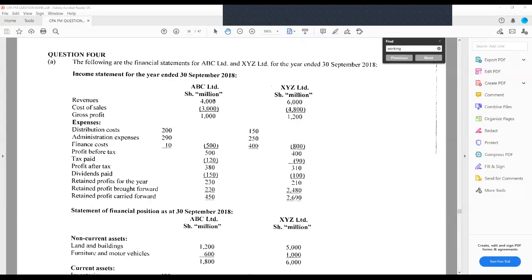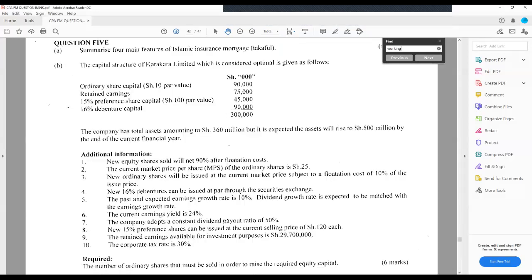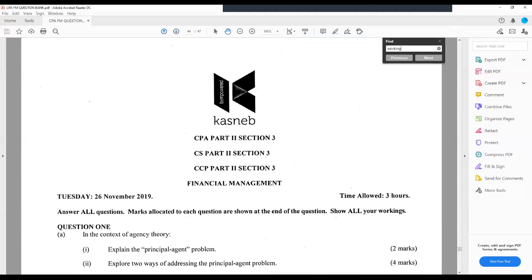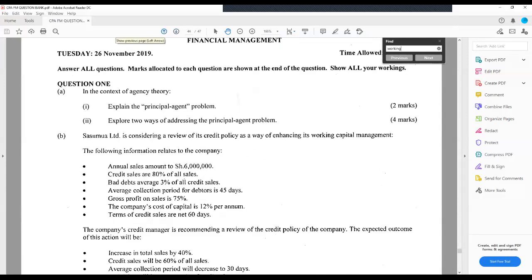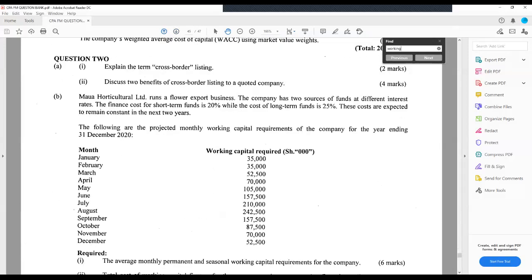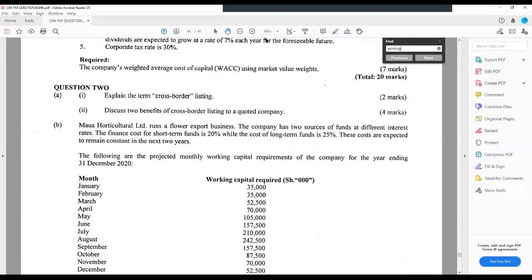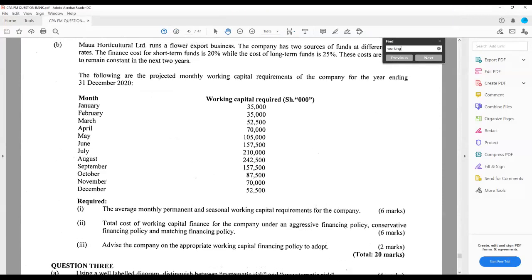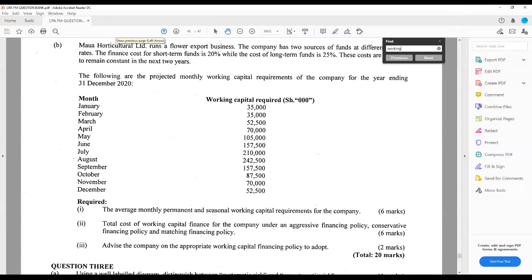If we check November 2019, question 1. Where is this? Yes, question 2B, November 2019. Go through it in the next 1 minute or so, then we attempt it together.